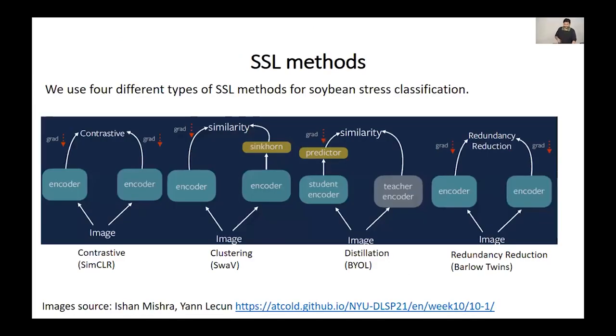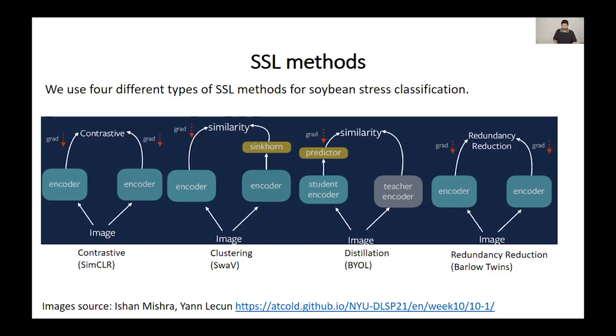So to summarize again, we talked about 4 different ways of learning representations from unlabeled data. One was contrastive, then clustering, distillation, and information maximization, which is called Barlow twins. He's a neuroscientist, that's why the name Barlow. All these methods use different kinds of loss functions to learn the representation from unlabeled data. In contrastive, clustering and distillation, we try to maximize the similarity between same images and reduce the similarity between different kinds of images.